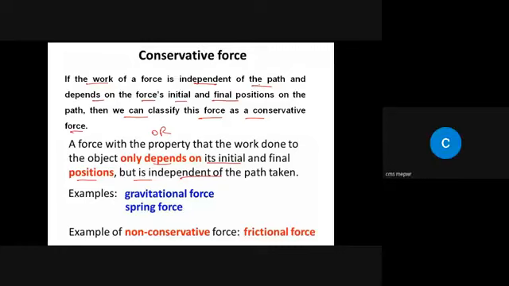Okay. For example, gravitational force and spring force, both of them are conservative forces. For non-conservative forces, one of the examples is frictional force. It depends on the path. Or you can say the applied force, the external applied force, can also be termed as non-conservative force.